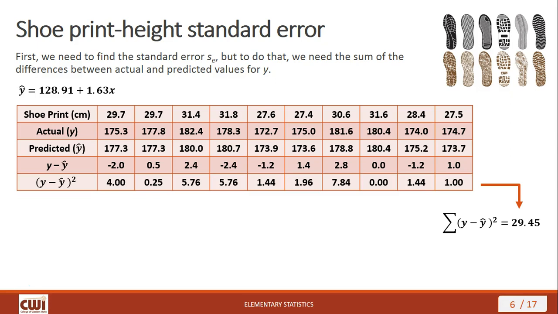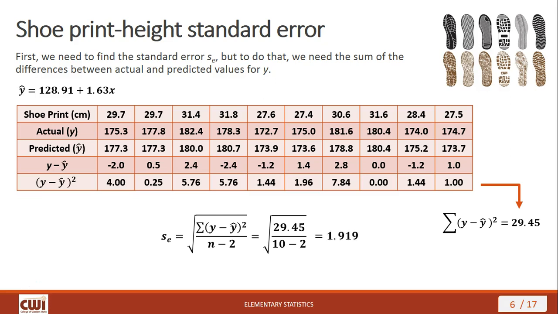And now I have what I need to calculate my standard error. Notice we've just calculated what's in the top part of our fraction, the numerator. So I can substitute that value in. We have 10 samples, so n minus 2 is 10 minus 2, which comes out to 8. Punch this out on the calculator, and I get 1.919. Now I have my standard error estimate that I can use to calculate the margin of error I need for my prediction interval.